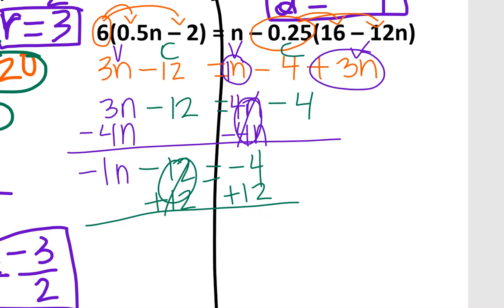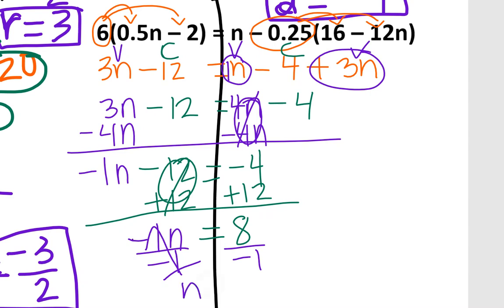On the left side, I have now negative 1n. And on the right side, I have a positive 8. Now, this is a negative 1, so it's not an invisible one this time because of that negative. So I have to use my inverse operations and divide by negative 1. What I do to one side, I have to do to the other. So now I'm left with my solution, which is n is equal to negative 8.